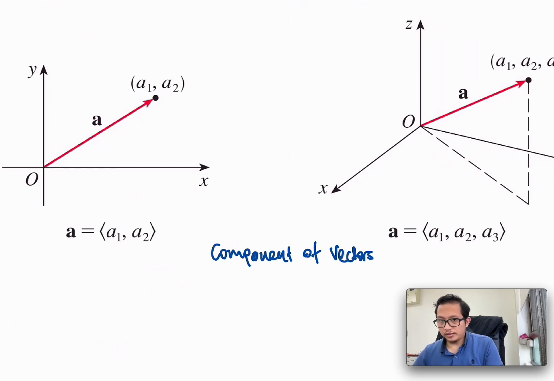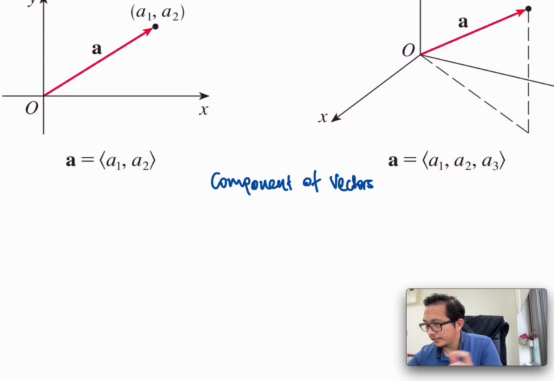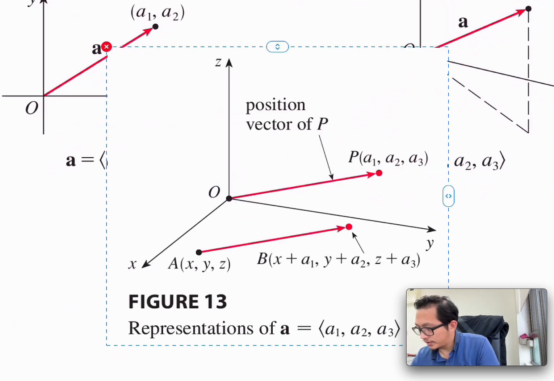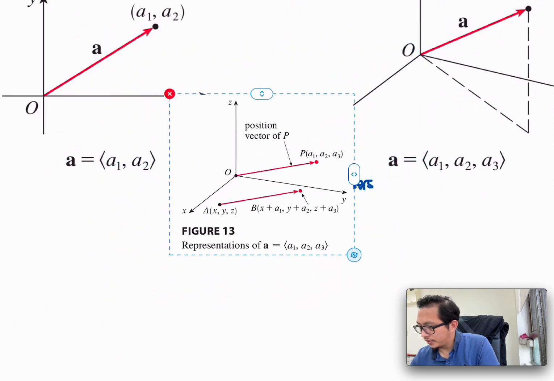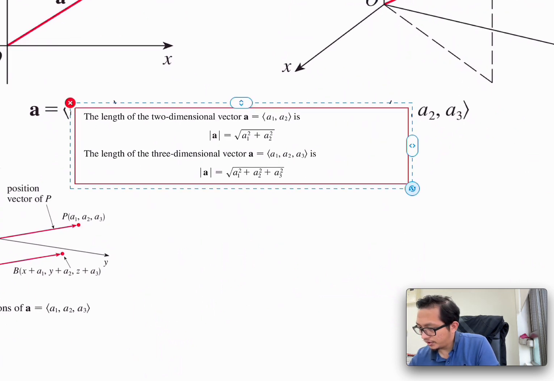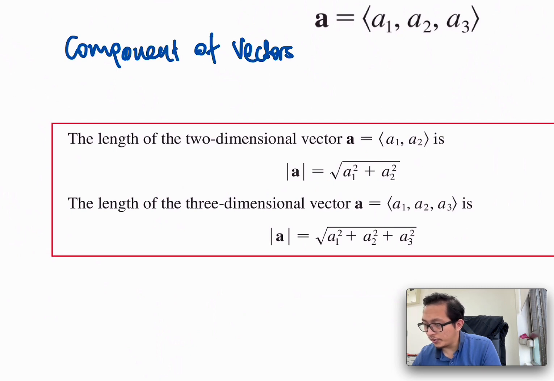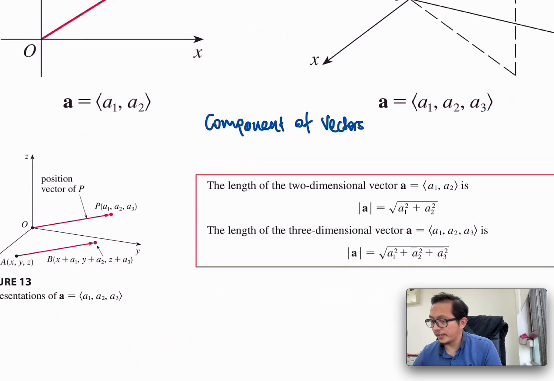Another thing is the length of the vectors itself. This is defined by the magnitude value of the component vectors. So we can write it like this. This is just additional components, and this is how we actually write the length or the magnitude value of vectors. So basically, we take the square root of A1 squared plus A2 squared, and if this is a 3D system, we add plus A3 squared. Basically, that is the length of the vectors.